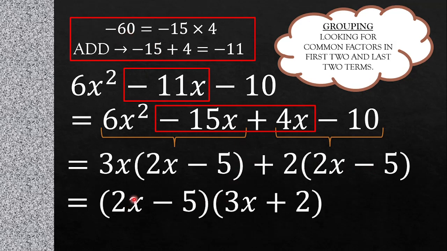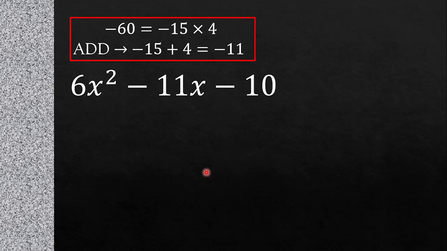Then we take that 2x minus 5, which is the common factor between the two terms, and then what's left over? Well, if I take 2x minus 5 and divide it into this first term, I'm going to get 3x, and if I divide it into the second term, I'm going to get plus 2. So that is how I factorize a trinomial when a is not 1. Let's look at another example.